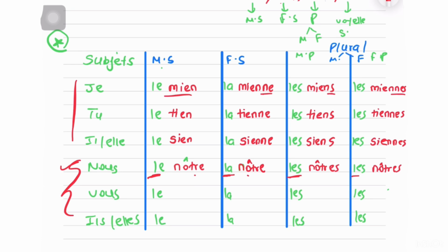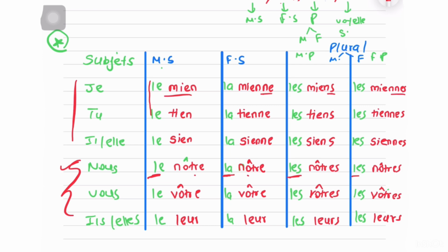Alright, with vous, it is le vôtre. Here also be very careful, l'accent circonflexe on the O. Le vôtre, la vôtre, les vôtres, and finally les vôtres. Last one, that is theirs, we take le leur, la leur, les leurs, and les leurs. A mistake that students make very often is that they forget the article défini. That means they will forget this part, and in most cases you tend to lose marks.